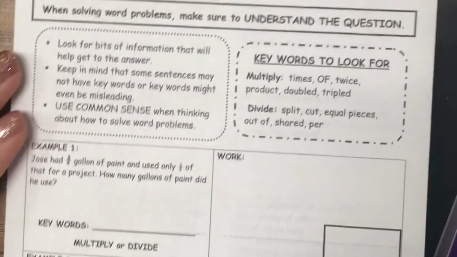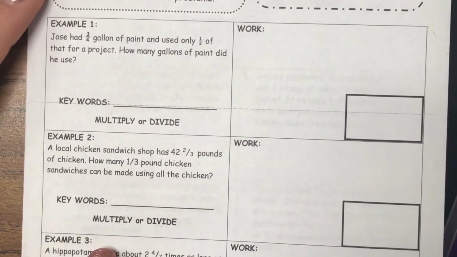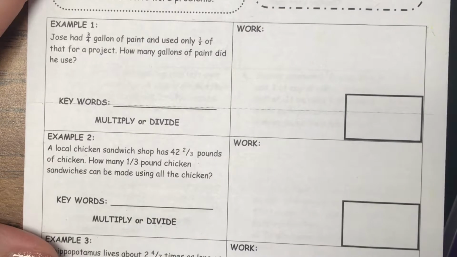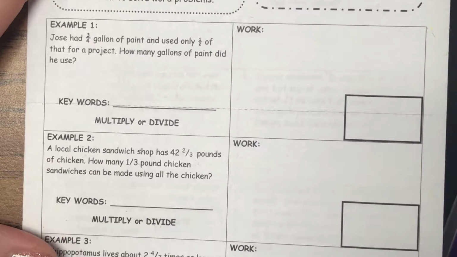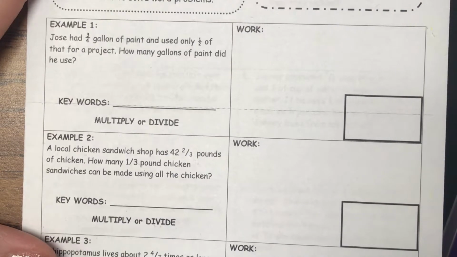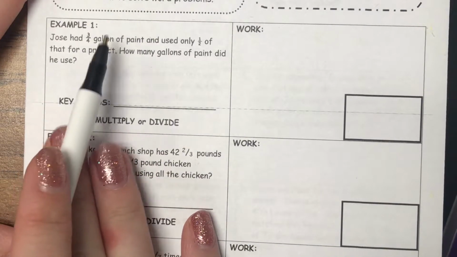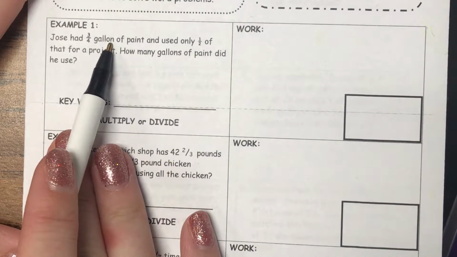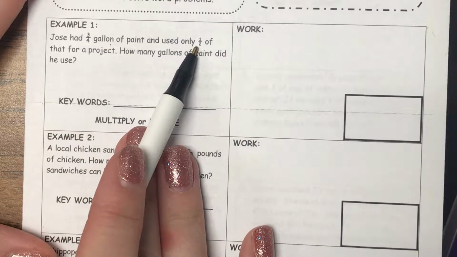Okay, so for example 1, Jose had 3/4 gallon of paint and used only 1/2 of that for a project. How many gallons of paint did he use? Okay, so it's either going to be multiplying or dividing. Okay, he only had 3/4 of a gallon. Okay, he used half of it.